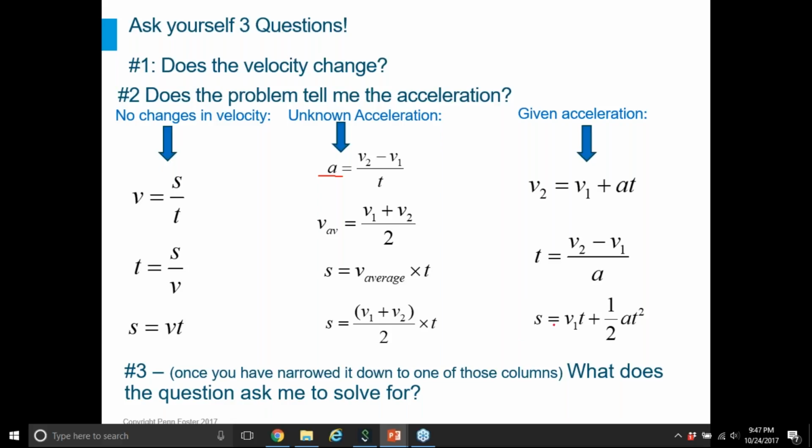Is it asking you for distance? If it is, use the one that starts with distance equals. Remember, distance is abbreviated with an S. If it asks for time, use the one that starts with time equals. If it asks for velocity, use velocity equals.